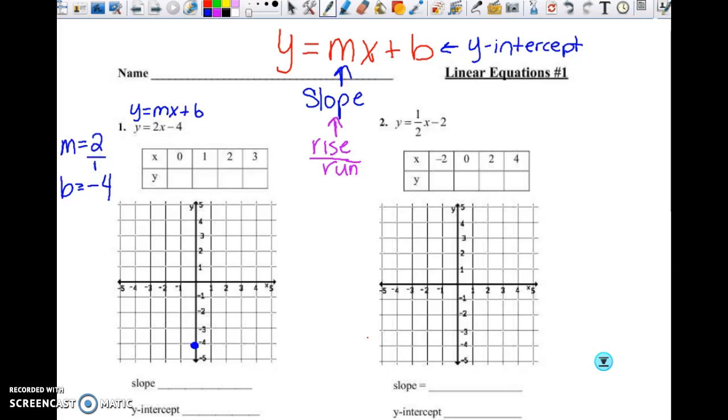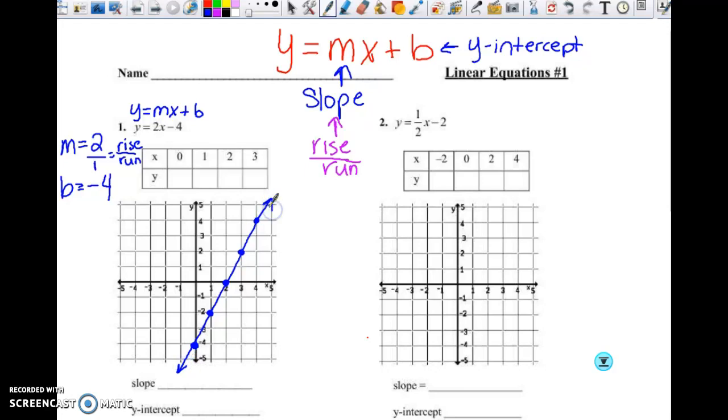Okay, so I put it over the invisible 1. Now it's a fraction, so now I can tell how much I am rising and how much I am running from this point to another point. So I'm going to rise up 2 and run across 1. Boom. That's a point. Let's do another one. Up 2, over 1. Boom. That's a point. Again, up 2, over 1. Boom. That's a point. Let's go again. Up 2, over 1. Boom. That's another point. Let's connect all my points.